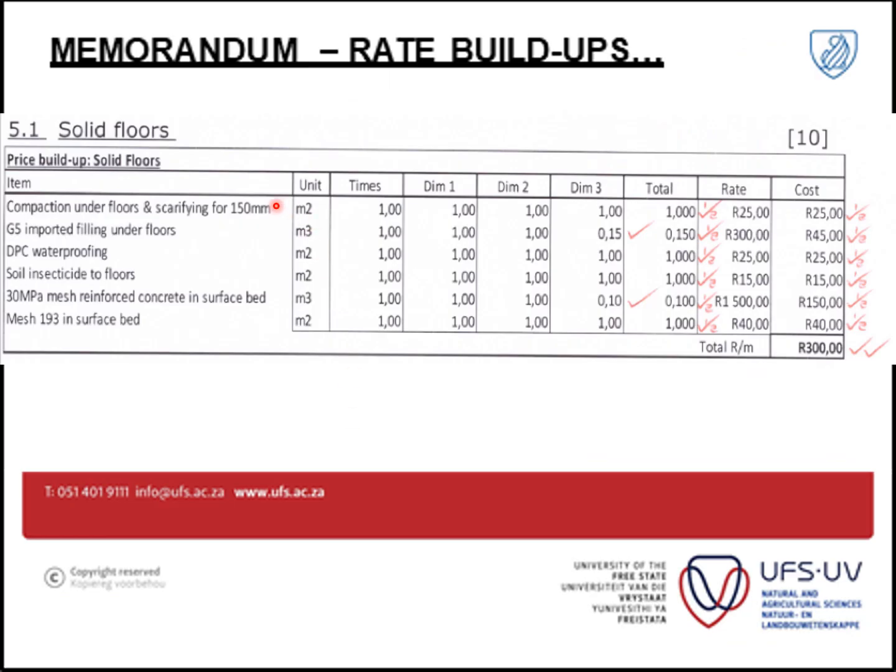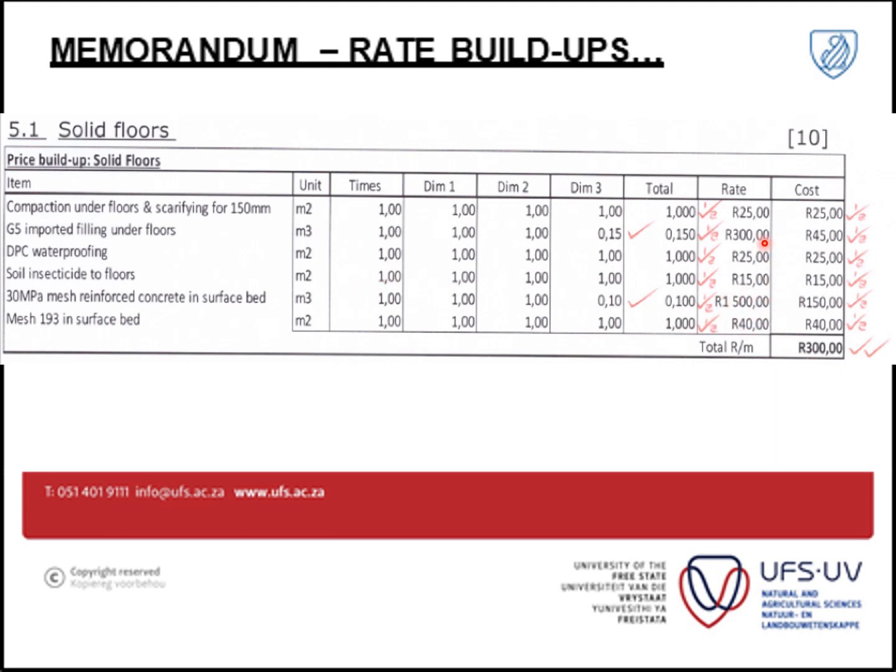The question was for solid floors, so you have to refer back to your elemental guide on what is included in your solid floors. So we've got the compaction underneath the floors, our G5 material imported, our DPC, soil insecticide to the floor, our 30 MPa concrete, and then our mesh reinforcement. Here you can see I've added the units that it is usually measured in, but we're converting it into a per square meter rate. Okay, so very straightforward.